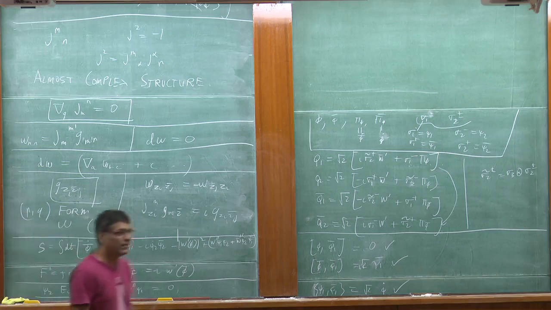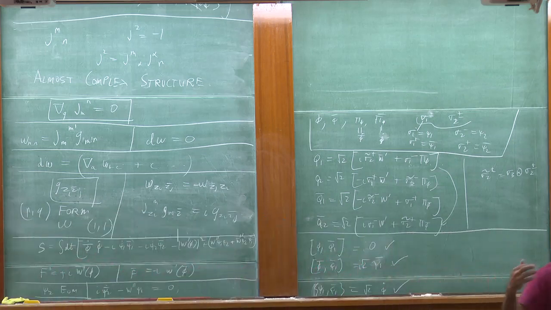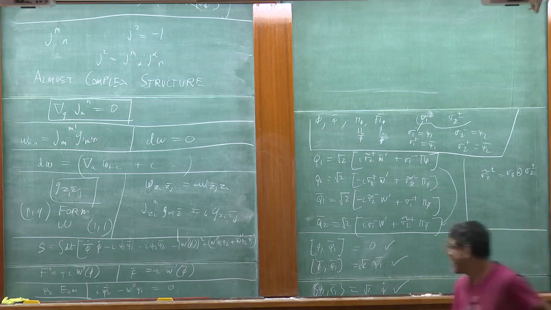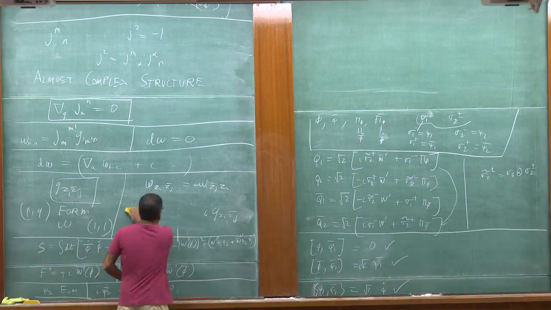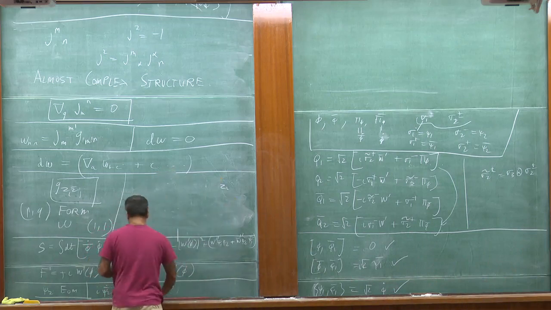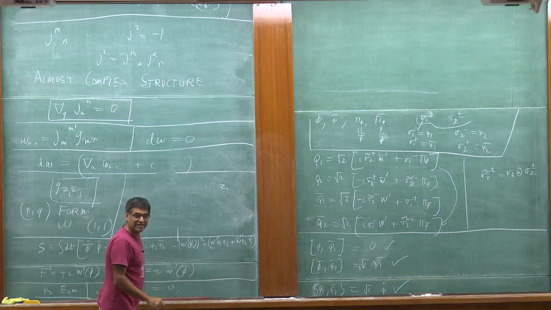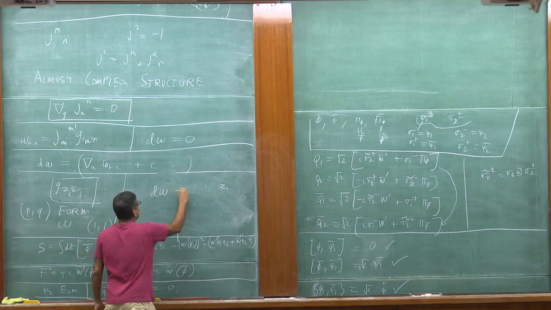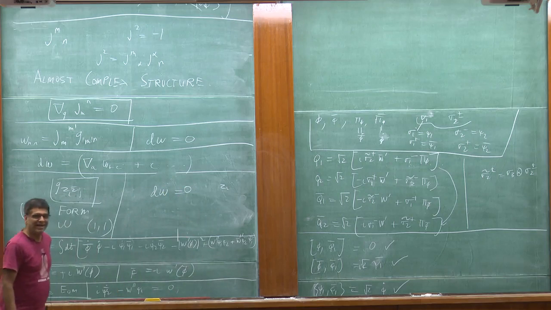Yes. Okay. So this thing here is a 1-1 form. It has a name. It's called the Kähler form. Now the last thing I wanted to say, and then we'll complete this when we can, is that this Kähler form obeys d omega equal to 0.